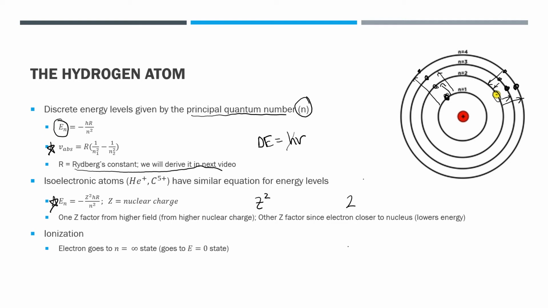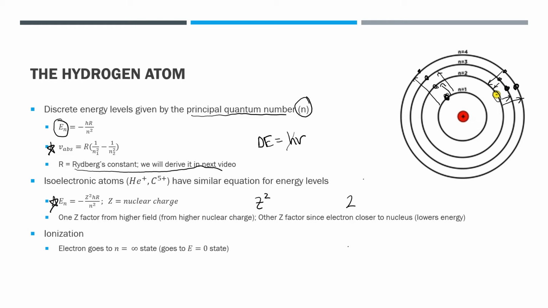The protons are pulling on the electron more strongly, and this causes the electron to be closer to the nucleus. And that means that it's going to be a lower energy, because the lower the distance that the protons and the electrons are separated by, the happier the electron is. So that's why there's sort of 2 factors of this Z in our energy equation.